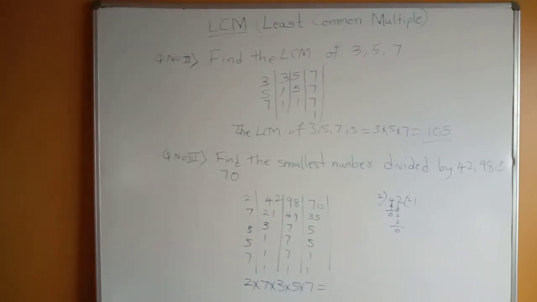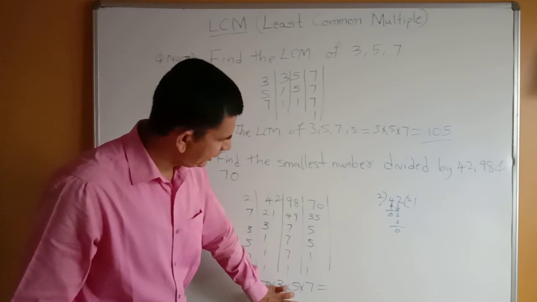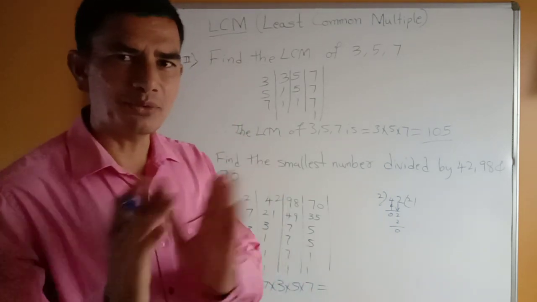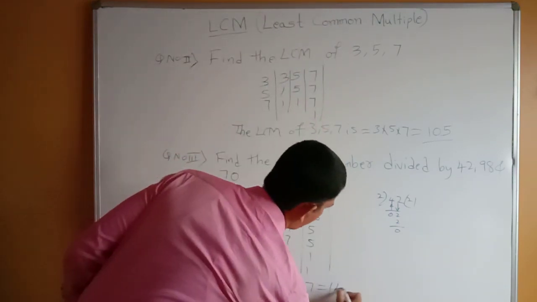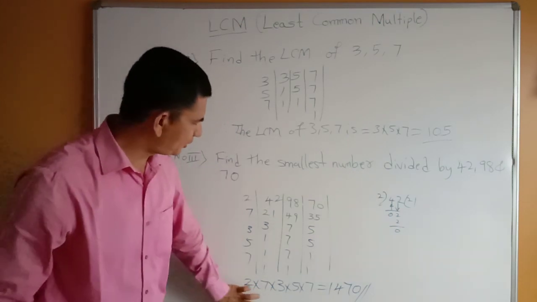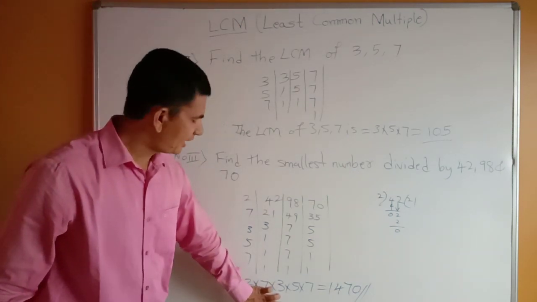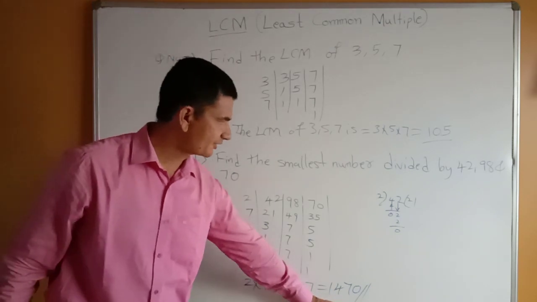In rough you have to multiply: 2 sevens are 14, 14 threes are 42, like this into 5 into 7. Here I have calculated in rough and I will write directly here. The answer is 1470. You don't write directly here. You multiply 2 sevens are 14, 14 threes are 42 and into 5 into 7. Like this you have to multiply and write this.